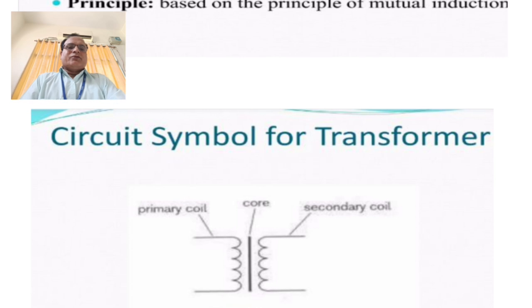This is the symbol of the transformer. On the left side is the primary winding and the secondary side is the secondary winding, known as the secondary coil. In between both windings is the core, and the core is made of silicon steel material, and the primary winding is made of insulated copper.